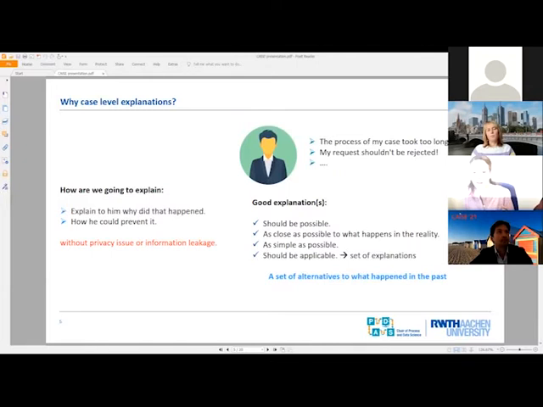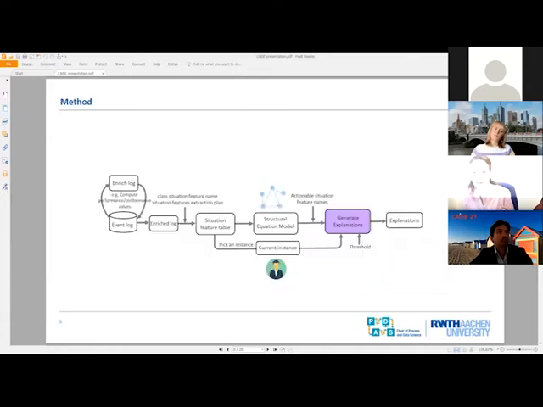Each explanation, in fact, is a counterfactual statement. A counterfactual statement means an alternative to the past that shows John how he had to act differently to get different results. For that, we follow the following method.